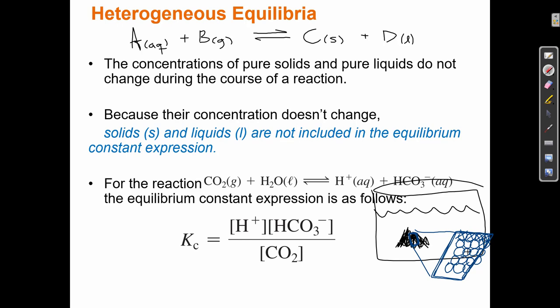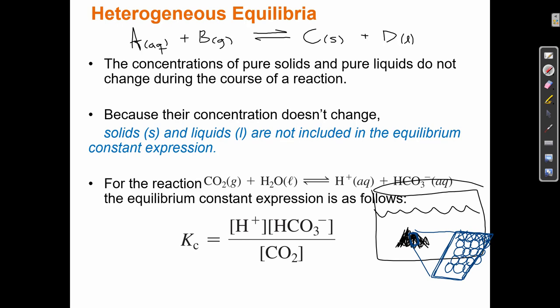In a solid, it's called density. The number of solute particles I have per unit volume in a solution, we call that concentration. The number of gas particles I have in a given volume, we call that pressure. The number of solid particles I have in a given volume, I call that density, the density of the solid, or the density of the liquid.